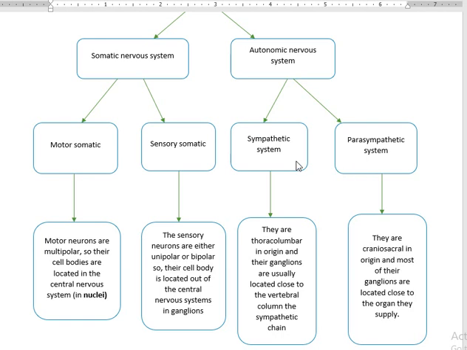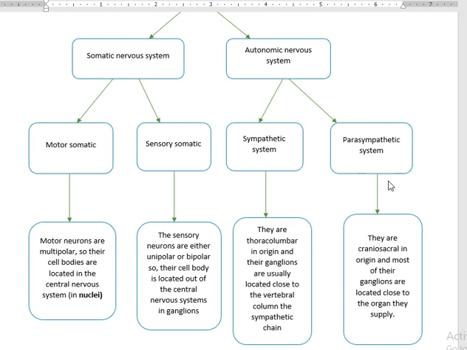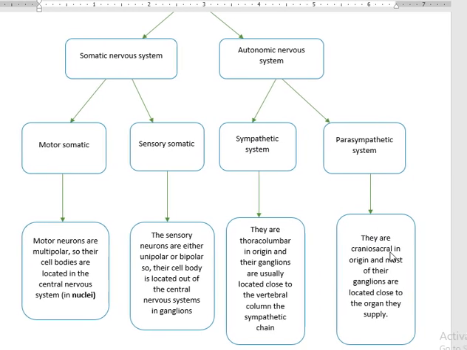So now, question: which autonomic nervous system originates directly from the brain? Is it sympathetic or parasympathetic? The answer will be parasympathetic, because the origin of the parasympathetic is craniosacral.